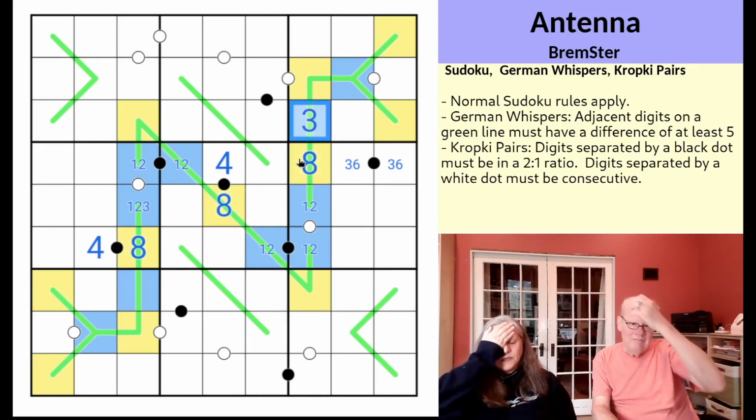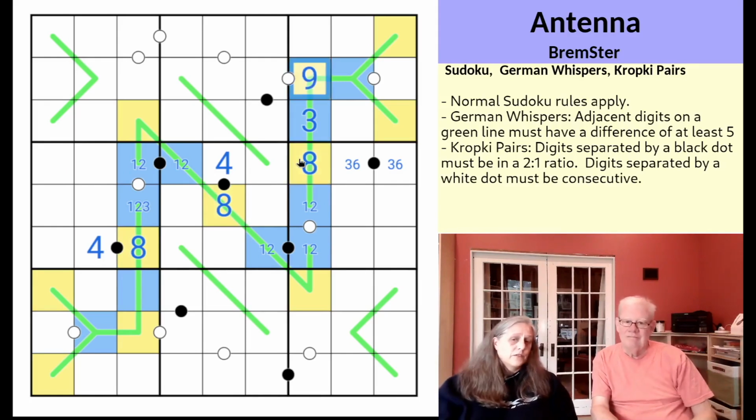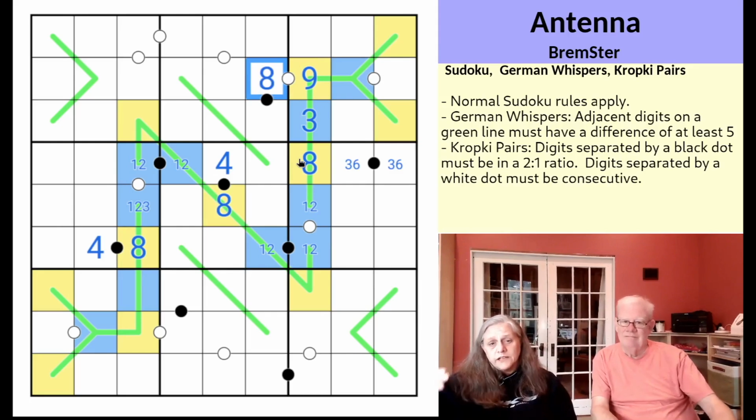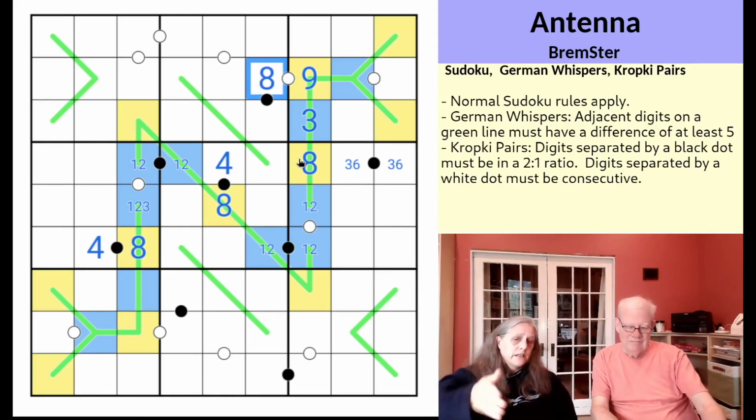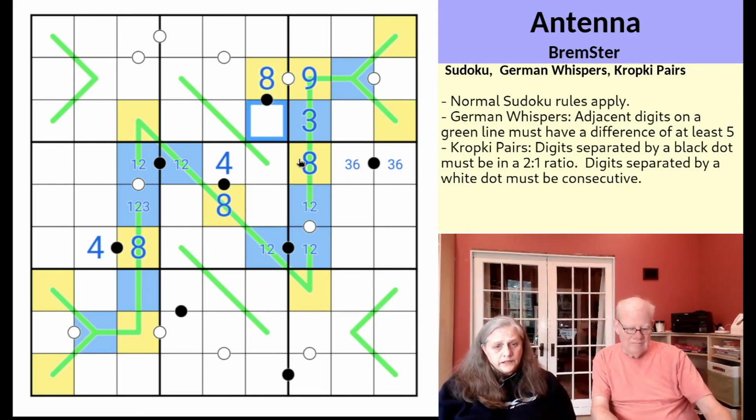And then the 3 on a German whisper line, 5 away from a 3, you can only have options of 8 and 9. And so now, since the 8 was taken, that had to be a 9. Consecutive to a 9 can only be an 8. Very nice. And then we get a Kropki dot pulling in a 4. Beautiful. Will you bluify the other 2 4s as well, please?